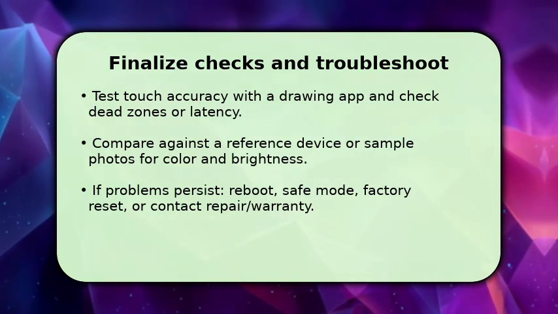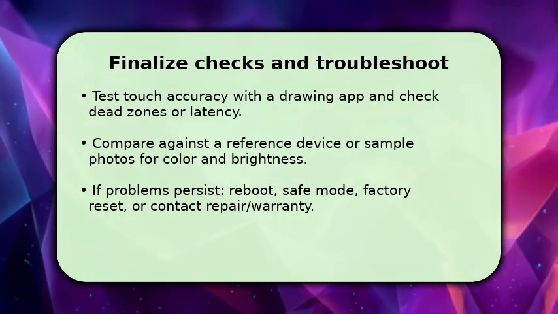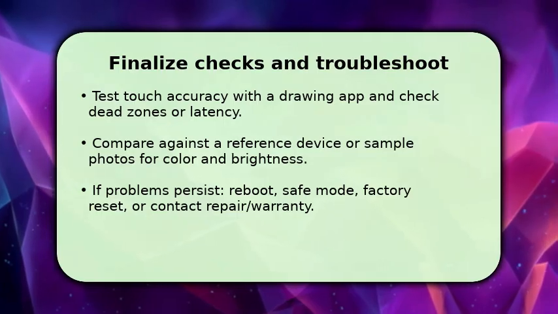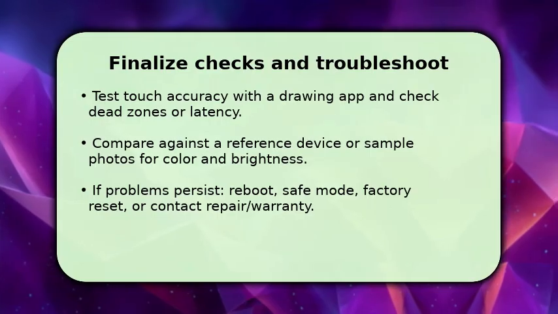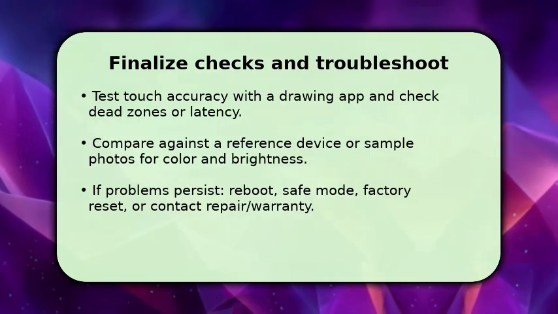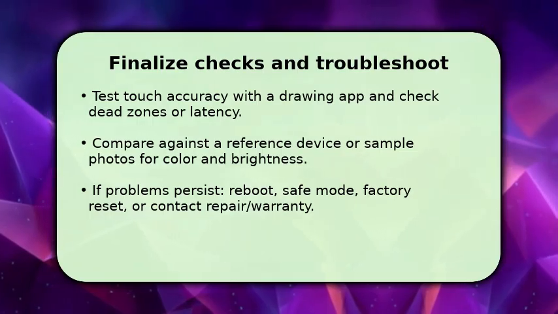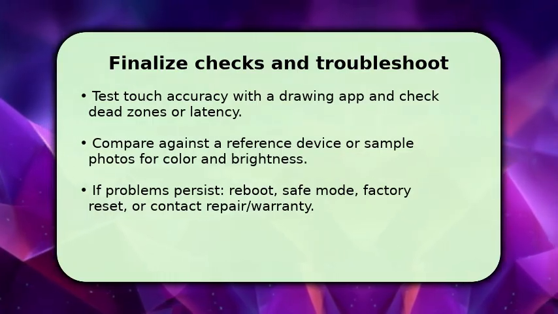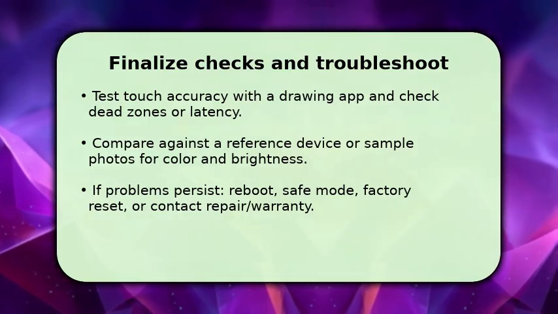Once done, compare the phone to a known good reference device or calibrated photo to gauge color and brightness differences. This helps you decide if variations are within tolerance. If you still see major defects, reboot and test in safe mode, try a factory reset, and if unresolved, contact the seller or authorized repair under warranty. These steps resolve most remaining problems.